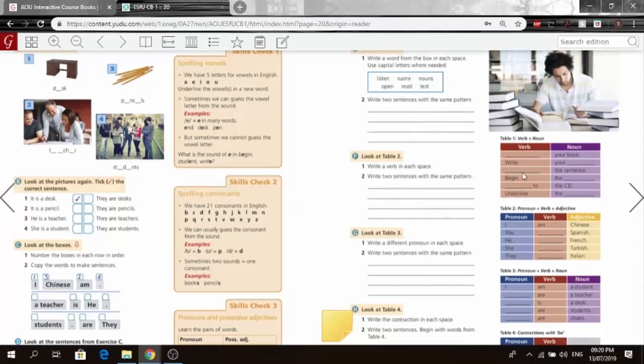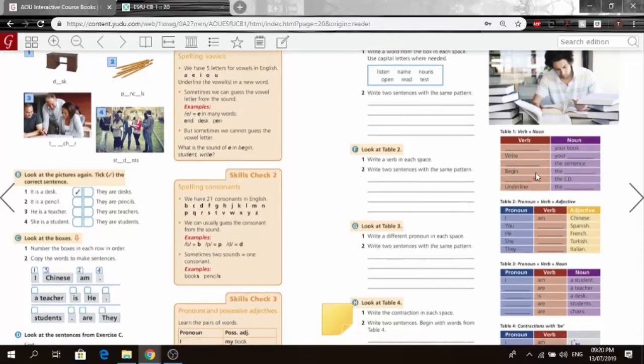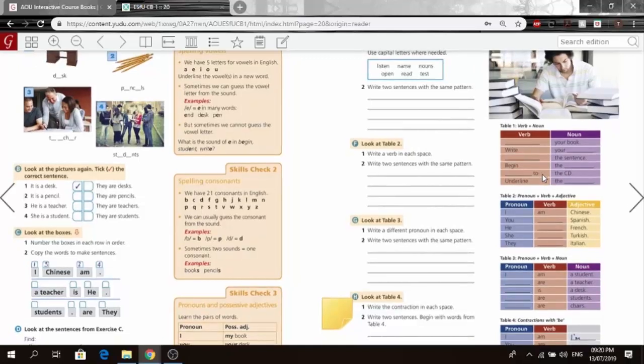So full dash the sentence. I could say finish the sentence. Okay? Begin the, I could say begin the sentence again, or begin the race. Okay? Begin the fight. Whatever you like. So moving on, dash to the CD. I could say verb listen. Listening is an action, so listen to the CD. And the final one is underline the, and I could say underline the word. Okay?